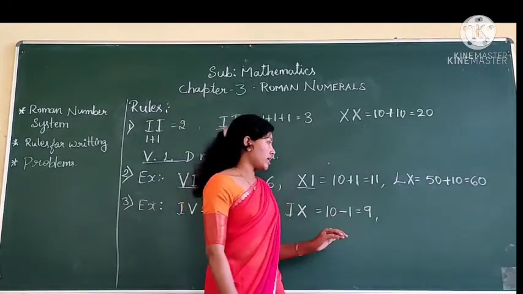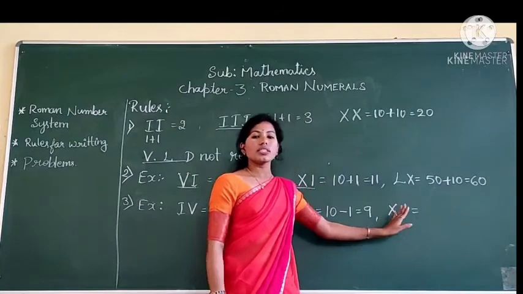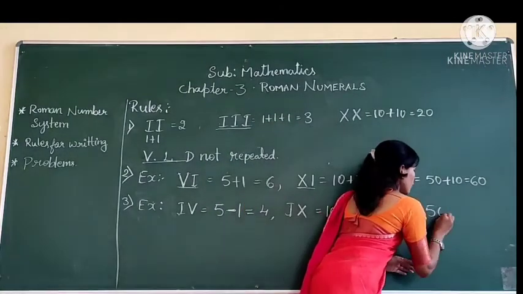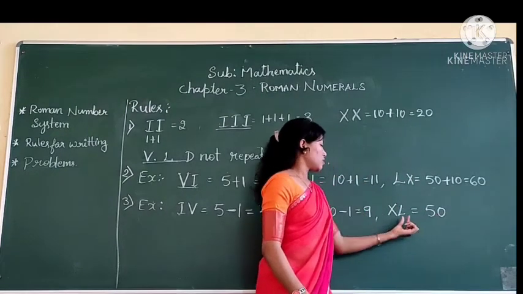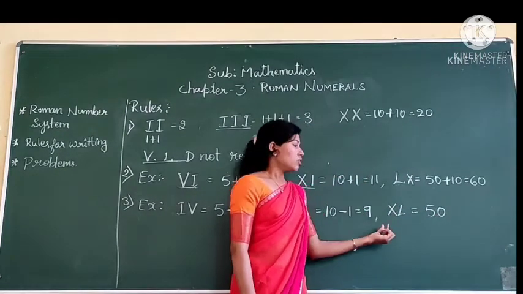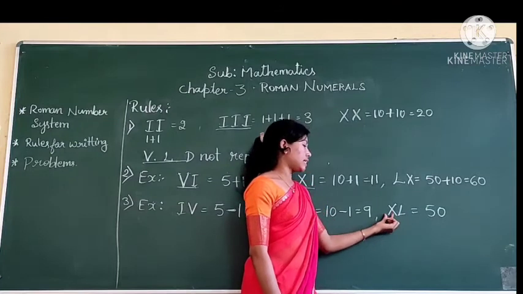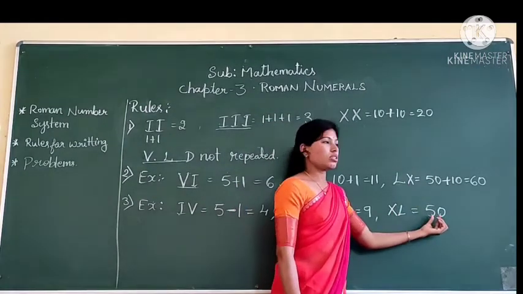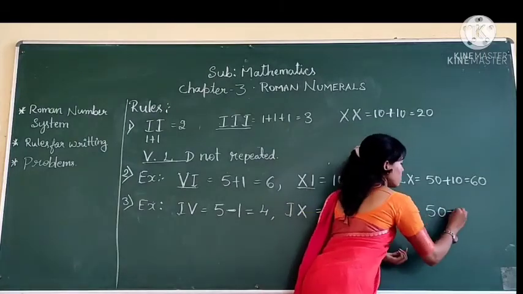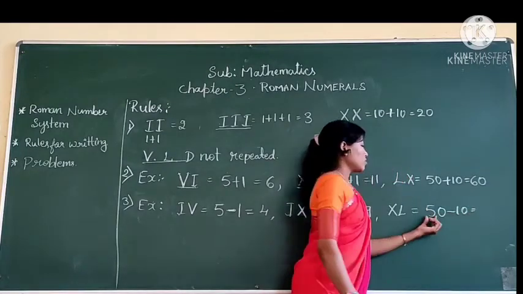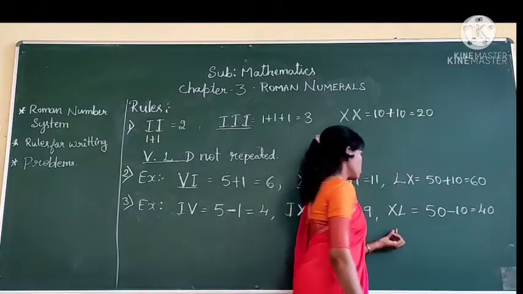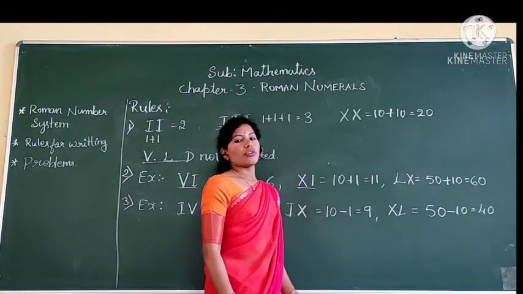Now another example, XL. Here the greater value is 50. L means 50. This X value is 10. So 50 is greater, 10 is smaller. So we have to subtract 50 minus 10. So 50 minus 10 means 40. So XL means 40.